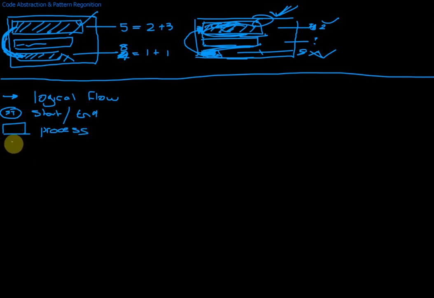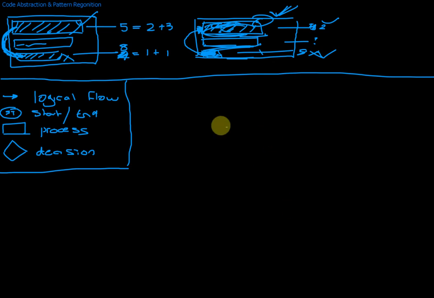And then we have a very important one, which is a diamond, which is called our decision. So if you get more into coding, you understand that this will be our if statements, while statements, loops, and such. So we have this here. Now that I've shown you these flowchart symbols, I'll give you a good idea of what code abstraction and pattern recognition would be like through pseudocode and flowcharts.